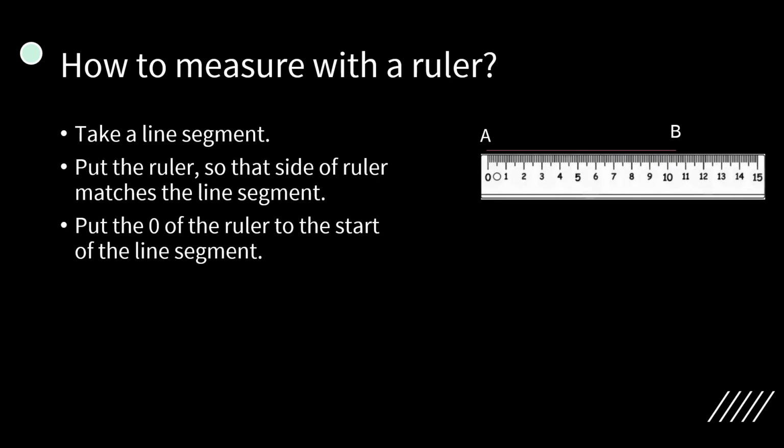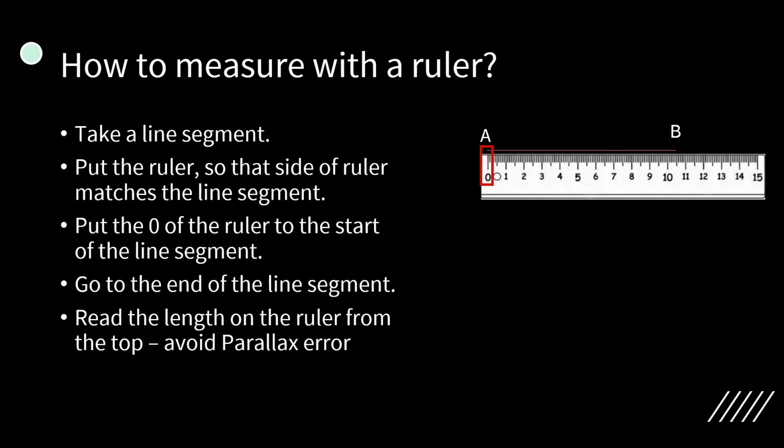Now, put the 0 of the ruler to the start of the line segment. Then go to the end of the line segment and read the length of the ruler from the top. Avoid parallax error, remember? So after we read this, we find out that the line segment is 10.5 centimeters on the ruler.